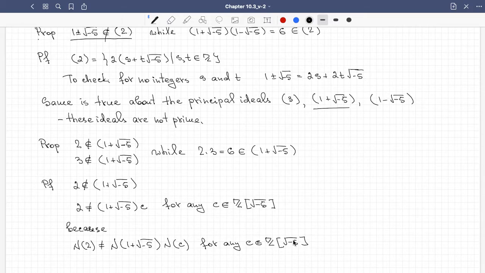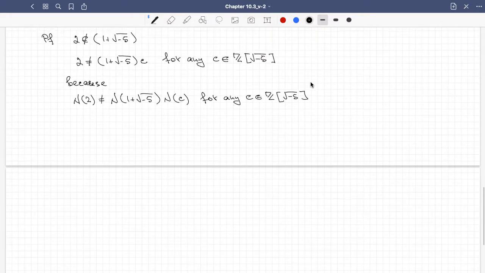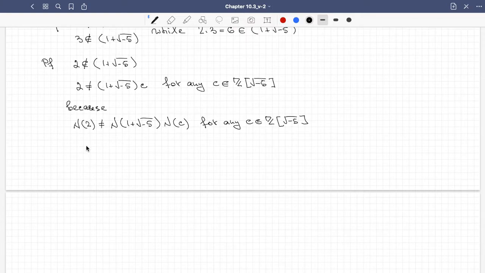You may, of course, write c as s plus t root of negative 5 and try to follow the same lines as we followed here. I just want to do something a little bit differently and possibly slightly more elegant. Norm of 2 is 4. So what is written here, that 4 is not equal to 6.